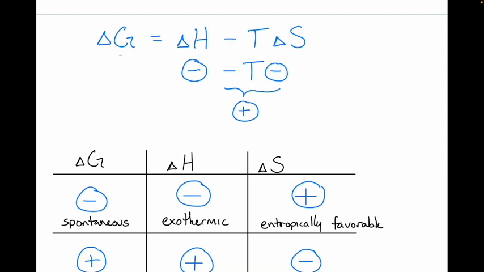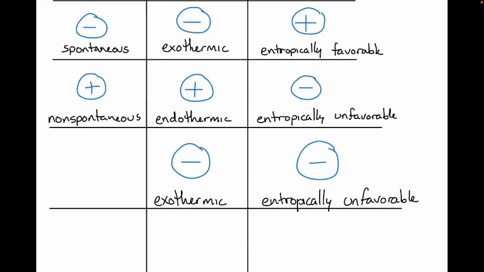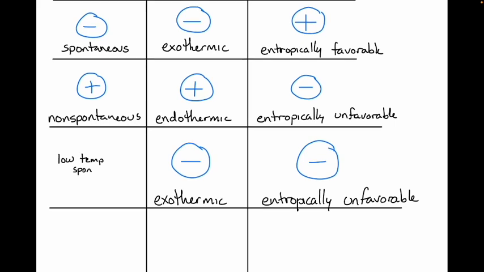But at really large temperatures, as this contribution gets bigger and bigger and bigger, all of a sudden that would be a positive delta G, right? So again, it's going to depend on temperature. We're going to see that at low temperatures, this would be spontaneous, have a negative delta G. But then you're going to get to some high temperature, and it's no longer allowed to occur.